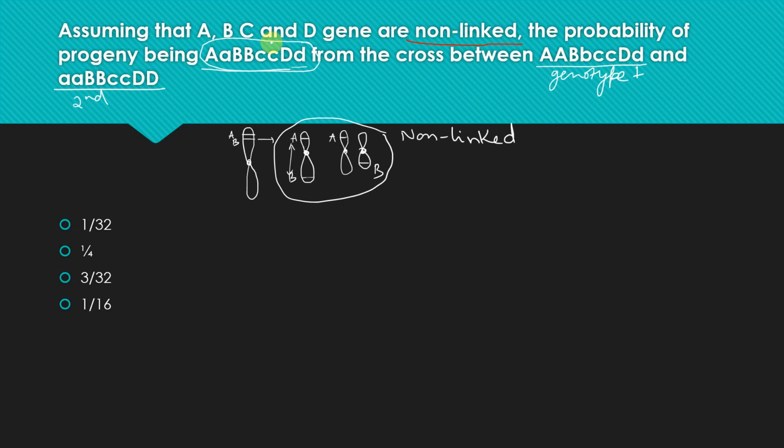particular genotype. Alright, so this is the question which you need to solve, and a couple of options are mentioned here, so you have to choose which option is correct among them. So 1/32, 1/4, 3/32 or 1/16. So you have to find out the probability of the progeny with this particular genotype.